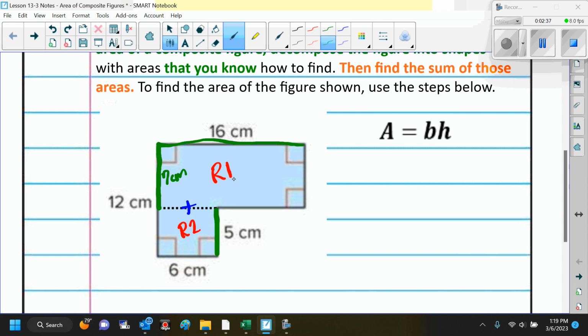So to find the area of rectangle 1, we're going to multiply 16 times 7. And then down here you have it already, base times height, that's going to be 6 times 5. And then you're just going to find the area of that, and then you're going to add those together. Okay?